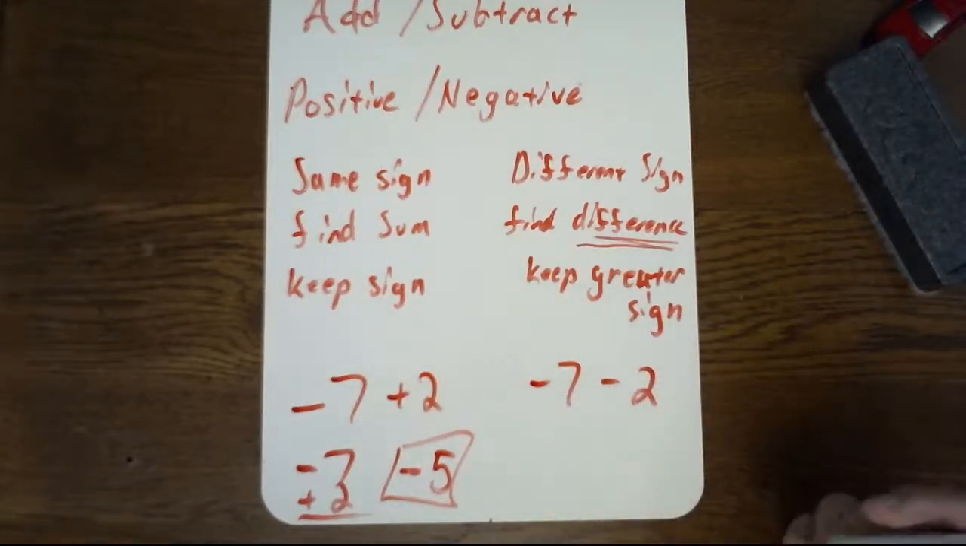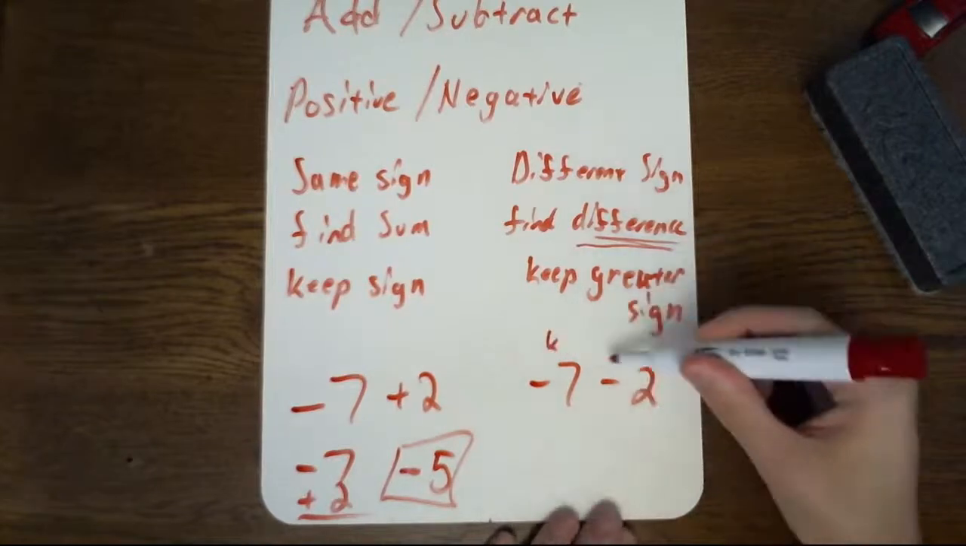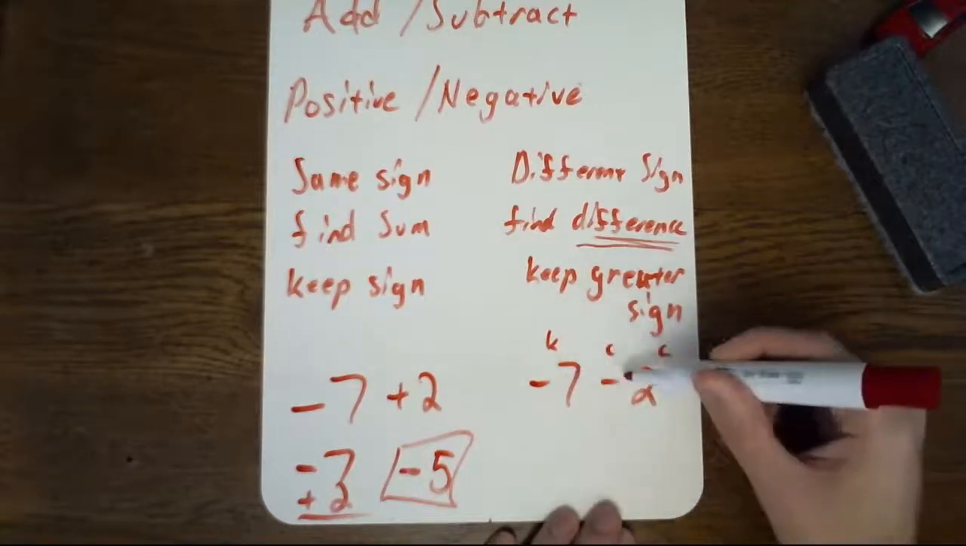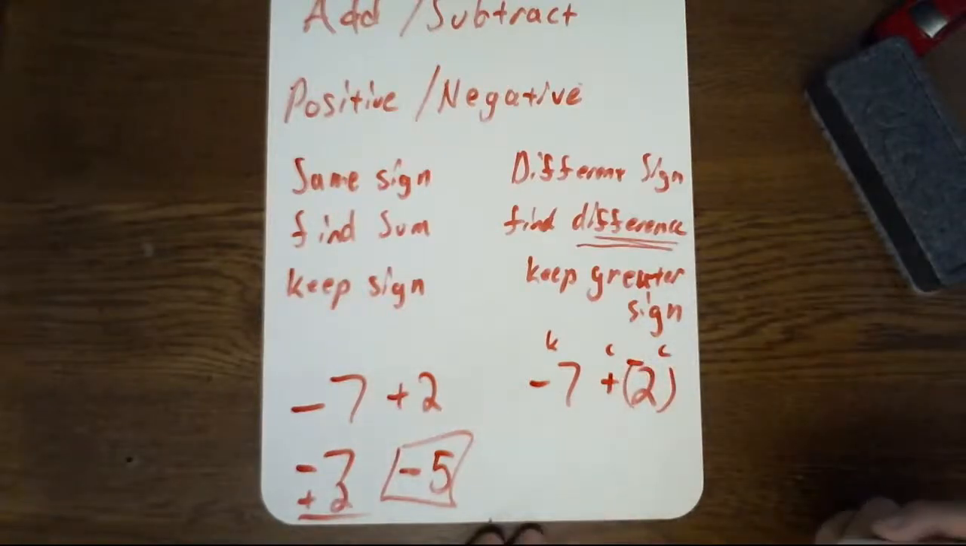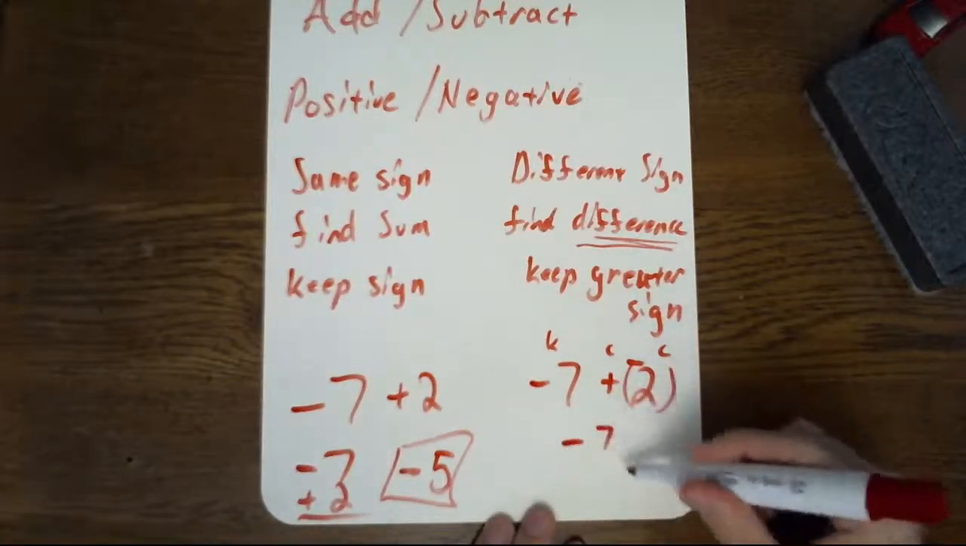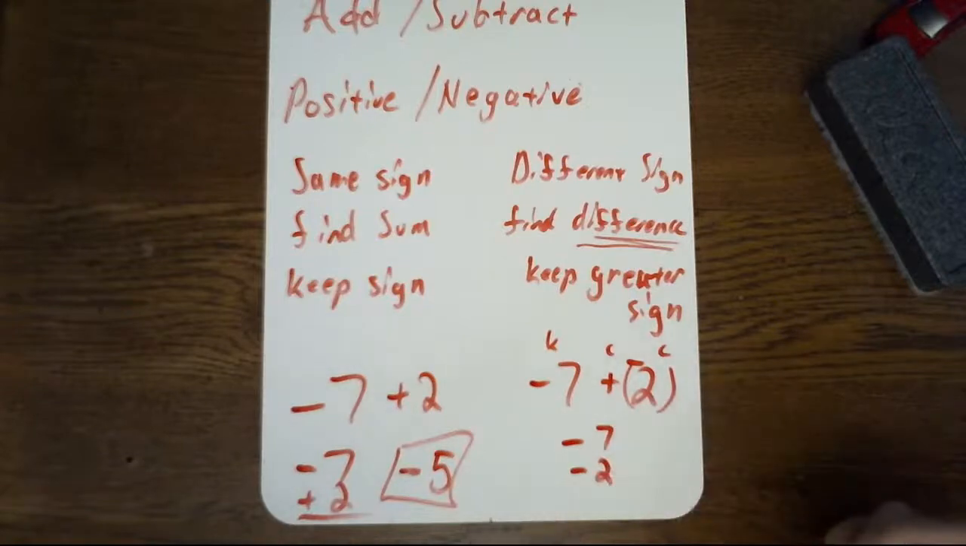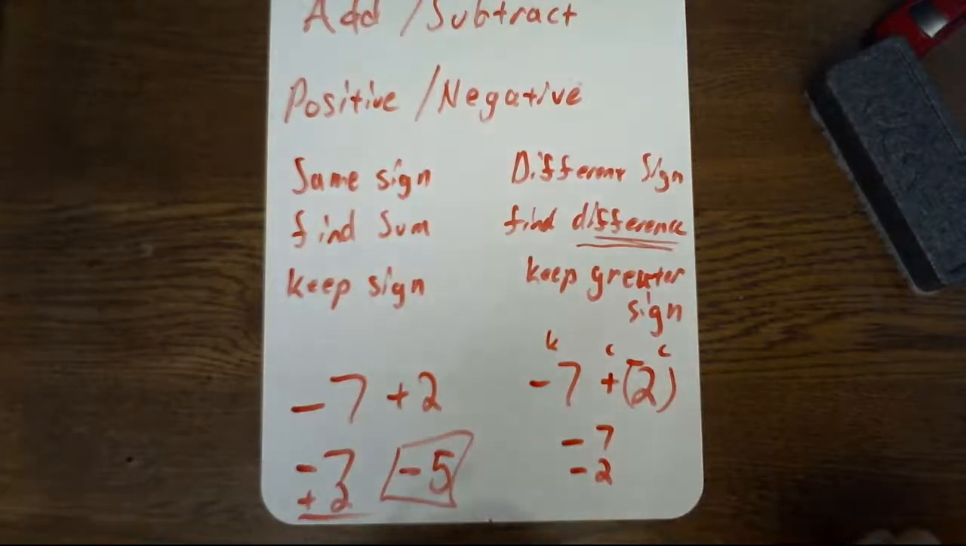So here's where you want to do keep change change. I'm going to change this to a plus. I'm going to change this 2 to a negative. Only for the purpose of organization. If you look at this and you kind of know what to do with it, that's fine.